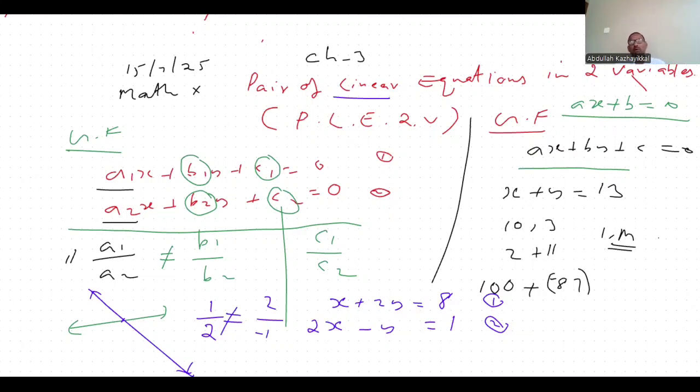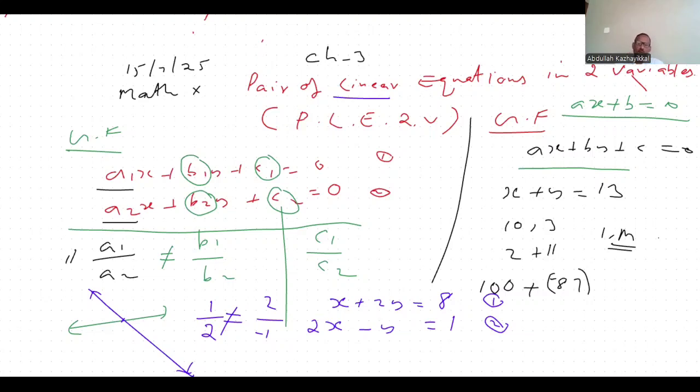So many things I told, a 5 minute intro I gave you, everything I told. Now first condition I am talking about: pair of linear equations in two variables, there are 3 conditions. First condition. Remember A1x plus B1y plus C1 is equal to 0, and A2x plus B2y plus C2 is equal to 0.